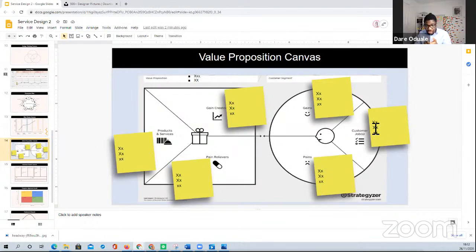I can share a video with us after now about value proposition canvas, doing it for a Tesla, and I loved it so much.